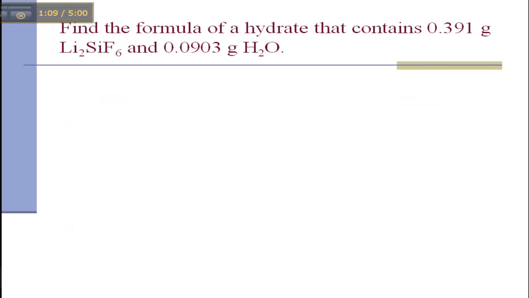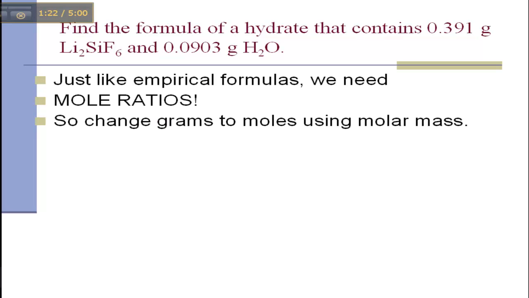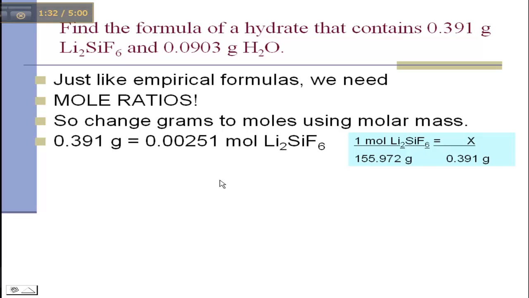So find the formula for a hydrate that contains 0.391 grams of lithium hexafluorosilicate and 0.0903 grams of water. So just like empirical formulas, we're going to need our mole ratios. We're going to convert grams to moles. We're going to use our molar mass. So for lithium hexafluorosilicate, here's our work. Here's the molar mass for lithium hexafluorosilicate. So 0.00251 moles of lithium hexafluorosilicate is what we get.